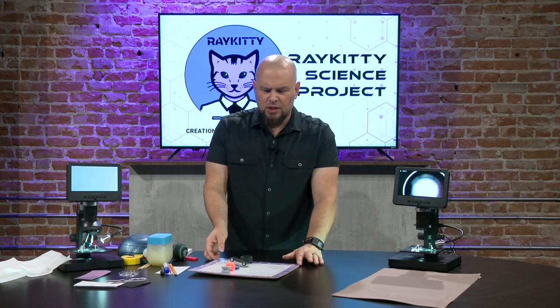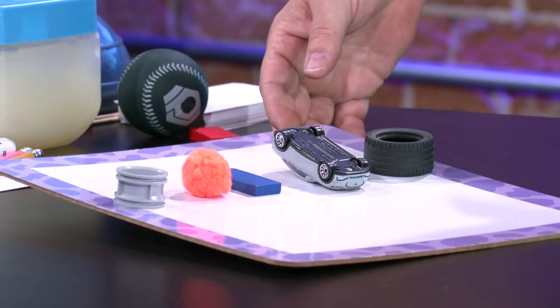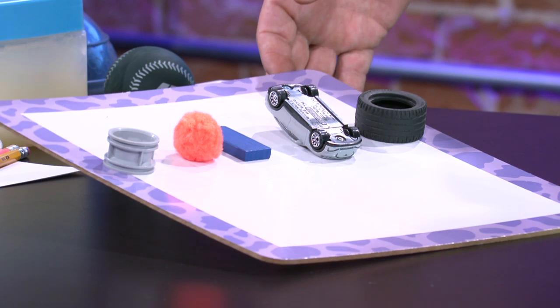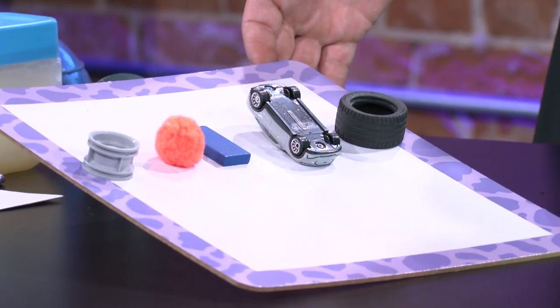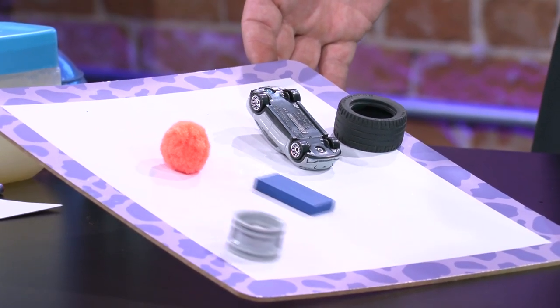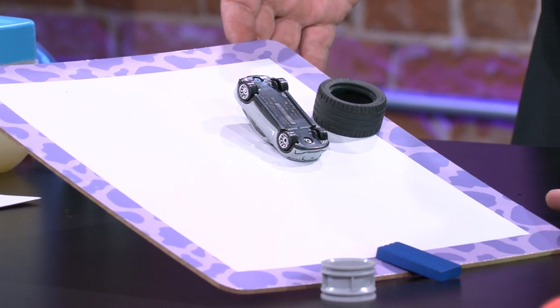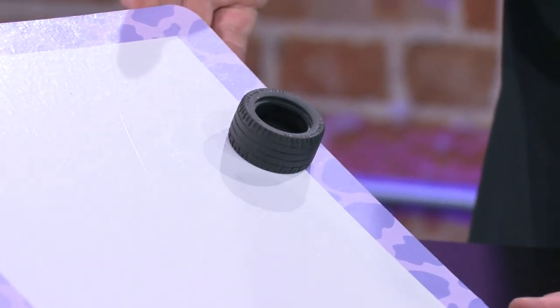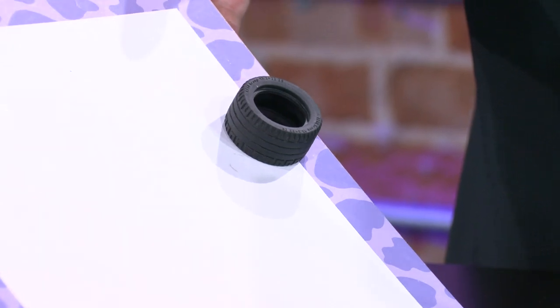So we're going to do the same test. We're going to pick this up here. We're going to see which one goes first. I've got some guesses. Let's see. So they've lasted, as you can see, a lot longer than last time. Our wheel and our block, our pom-pom, then our car. That tire has got a lot of friction.